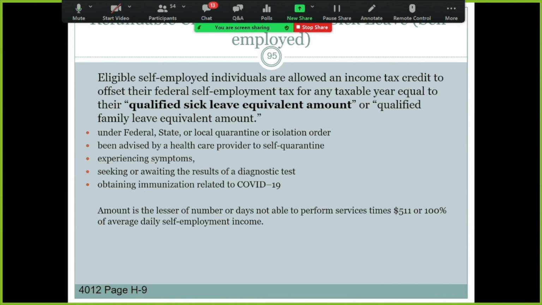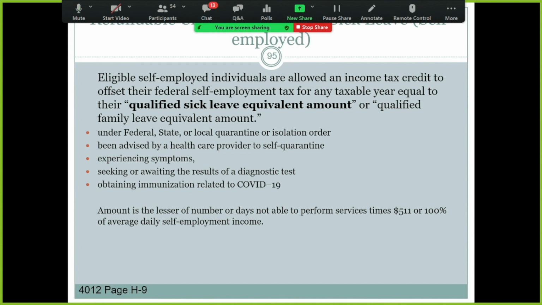So you'll see that I have this qualified sick leave amount bolded because these bullet points and the amount pertain just to that. This qualified sick leave equivalent amount applies if they were under a federal, state, or local quarantine or isolation order, they were advised by a healthcare provider to self-quarantine, they were experiencing symptoms, seeking or waiting the results of a diagnostic test, or obtaining immunization related to COVID-19.